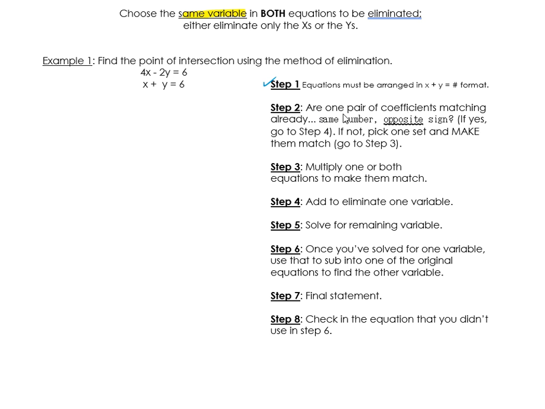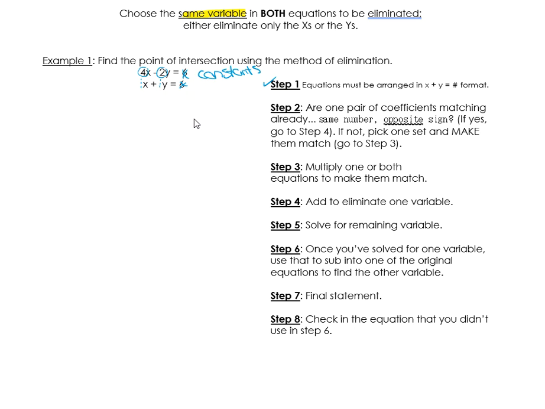Step 2, are one pair of coefficients matching already? So here we're looking at the coefficients. Coefficients are the numbers in front of the variable. So 4 is a coefficient, 2, we're going to ignore the sign for a minute, 2 is a coefficient. In front of this x we have a 1, in front of this y we have a 1. Not the constants, those are not coefficients, those are constants. So I'm not talking about the constants right now.